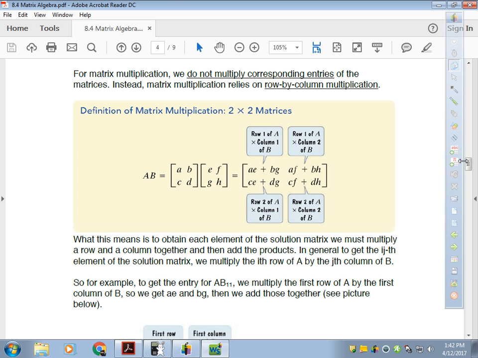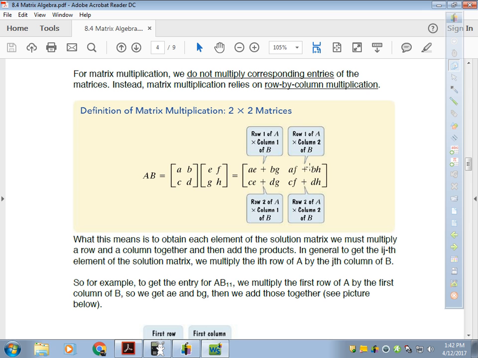So, for example, if I have two matrices A and B, where matrix A is A, B, C, D, and matrix B is E, F, G, H, when I multiply together, to find this first element in row 1, column 1, I'm going to take row 1 of matrix A, which in this case is A B, and I'm going to multiply it by column 1 here, which is E G. So I'm going to take A and multiply it by E. I'm going to take B and multiply it by G. And so I'll have AE plus BG.